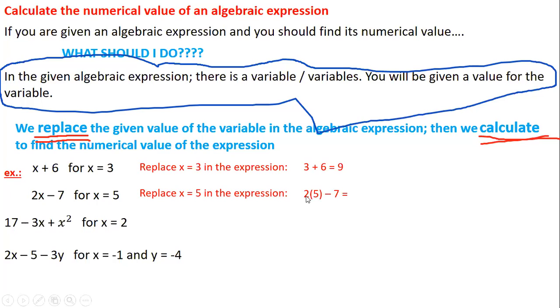Now I calculate. 2 times 5 is 10 minus 7. So 10 minus 7, the answer is 3. So please pay attention how we replace the value of x whenever x is multiplied by a number. Also, we have 17 minus 3x plus x squared for x equal 2.